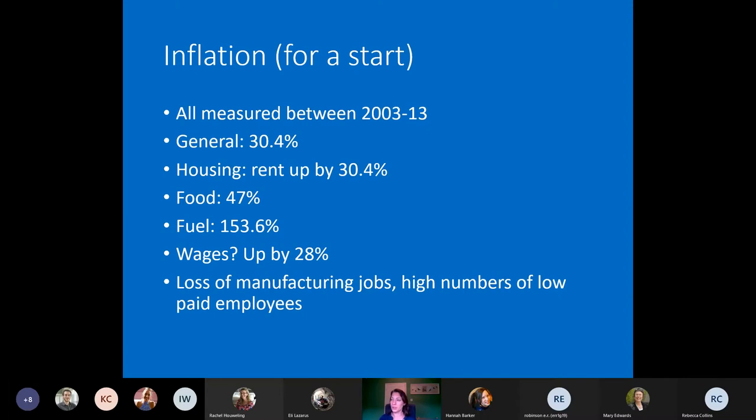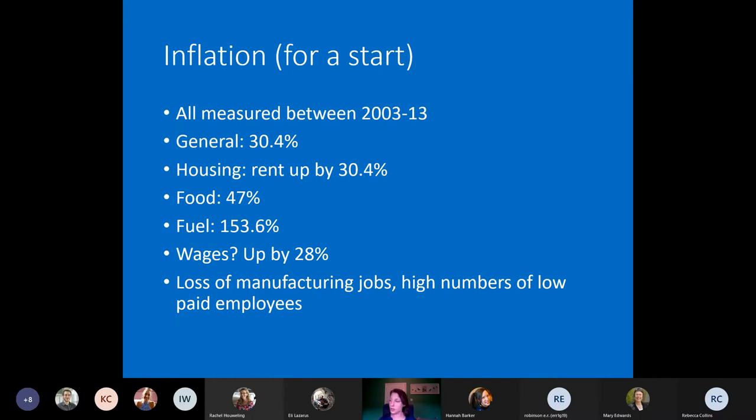So these are measured between 2003 and 2013, so a bit out of date now. We can see general inflation sitting at about 30%. Housing's gone up by 30% as well. It's a heck of a lot more now. Food up 47%, fuel 153%, and then wages are lagging behind with an increase of 28%. And again, that stops in 2013. We know that things have gotten even more challenging since then with the onset of longer-term austerity measures.